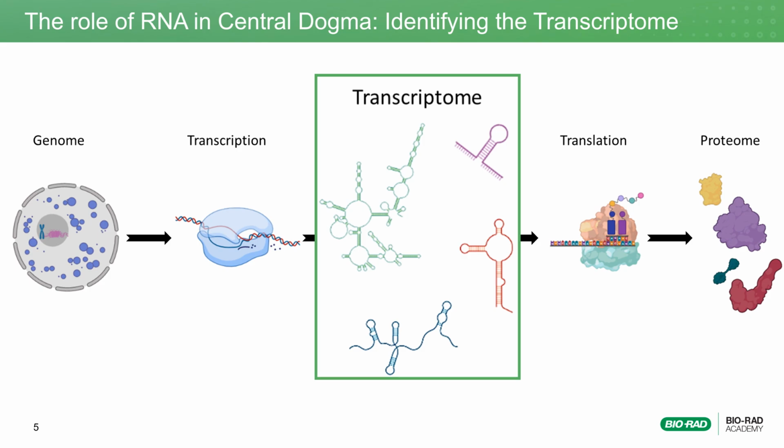RT-qPCR is a method that aims at identifying targets within the transcriptome to ask questions like, is the particular transcript present? And if so, how much of it is present in comparison to other targets or other cells of interest? To learn more about what targets might be of interest to a scientist, let's explore the general makeup of a cell's transcriptome.